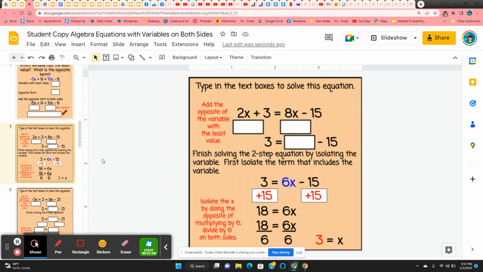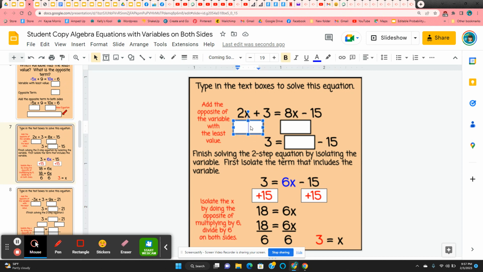Slide 7 is going to kind of walk them through how to solve the entire equation. So again, they take the lesser value, which would be 2x. The opposite would be negative 2x. So if you want to get rid of it, you add the opposite. You want to do that to both sides of the equal sign. So the 2x is eliminated on the left-hand side. They're going to get 3 equals 6x, negative 15. So it's partially done for them.